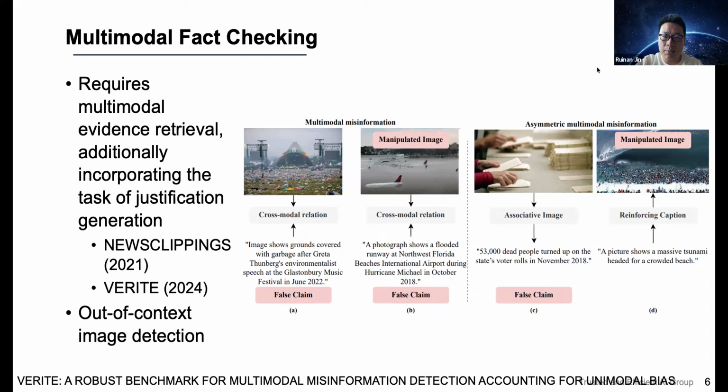Yes, and the paper also categorizes two other cases on the right half, which contrast this with asymmetric multimodal information. This mostly means the falsehood is carried by one modality, and the other modality just supports it loosely rather than forming a precise factual image-text relation. And this case is an associative image, where the text claim is false.